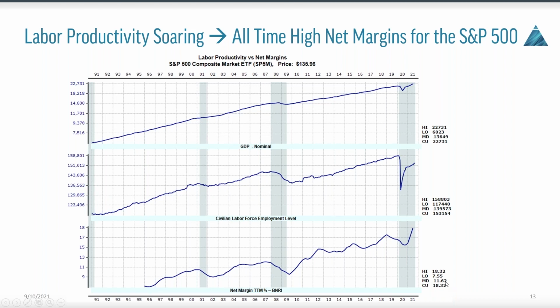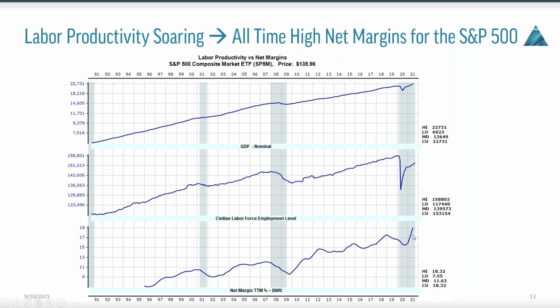We're at 18% on a weighted average for the S&P 500 net profit margins. This is the reason why the market is so strong. We see productivity gains unlike what we've ever seen before, right? Higher levels of GDP output on fewer workers, 5 million fewer workers.